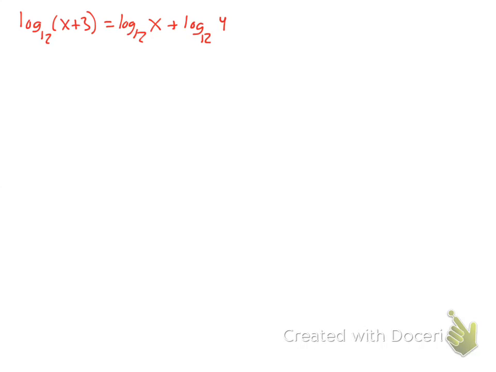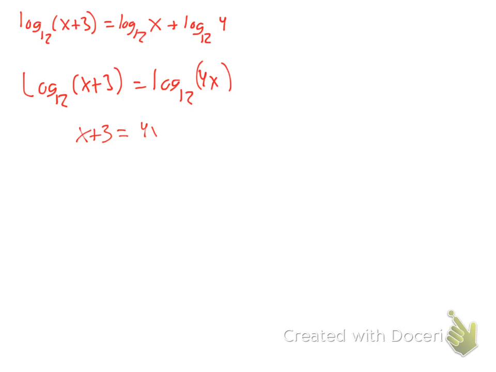You remember that? So this can be log base 12 of x plus 3 equaling log base 12 of 4x. And now you have the same log equal to each other. So what happens to our numbers? Our logs cancel. So it's x plus 3 equals 4x.